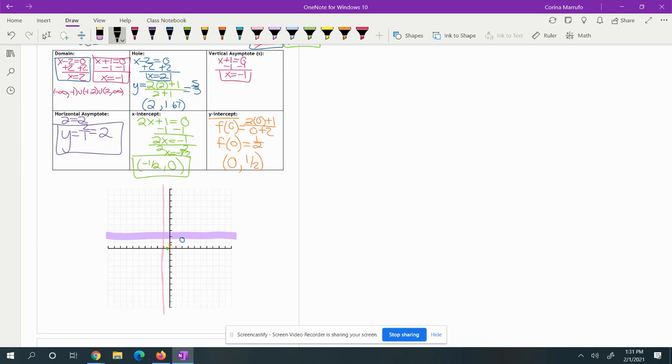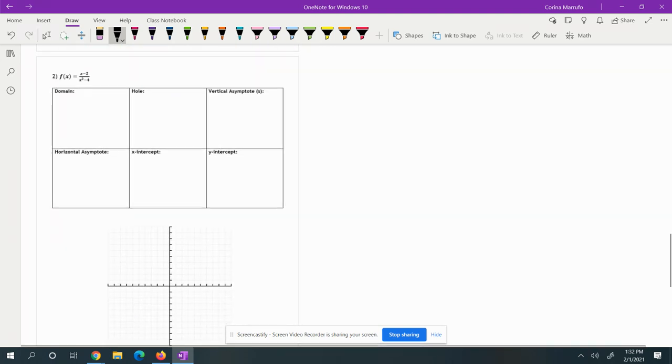So as I can see, my graph is going to come straight up this way, and it's going to cross through here. It's going to come to my hole, but it's going to be like a little gap, and that'll follow across my asymptote. And then this one will be on this opposite side. I don't know why the arrows don't want to come out there. All right.